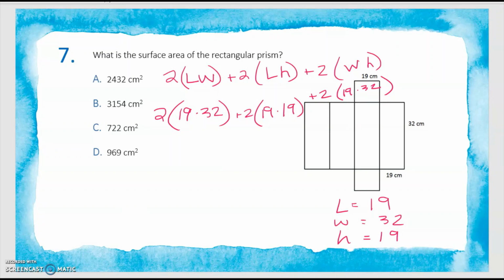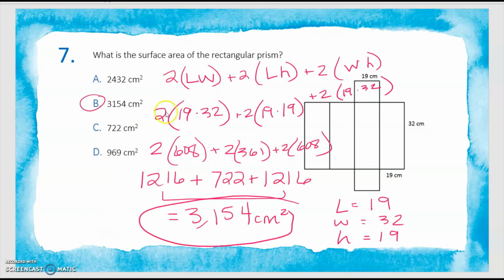show you the answer. Okay, so for this one, I would do 19 times 32 is 608. 19 times 19 is 361, and then again 19 and 32 is 608. Multiply each of those by 2 because there's a top and a bottom, 2 sides, and a front and a back. And so once you get those, you would add all together, and the answer is 3,154 centimeters squared. So pause that if you need to.